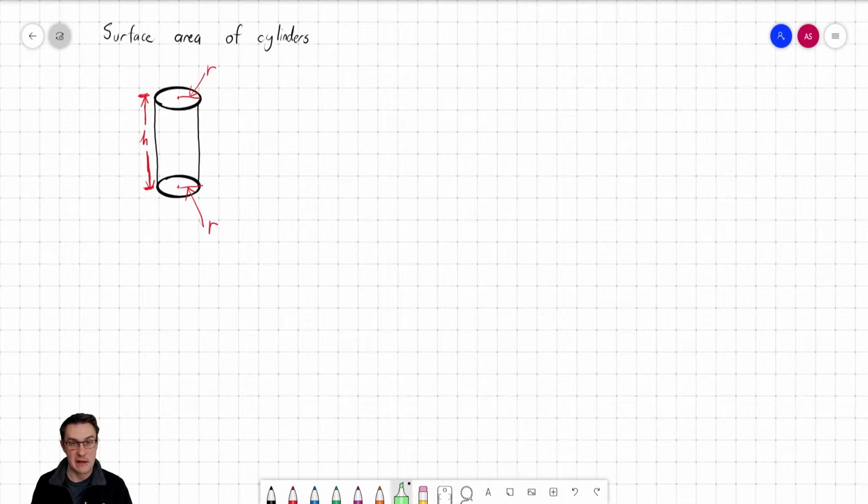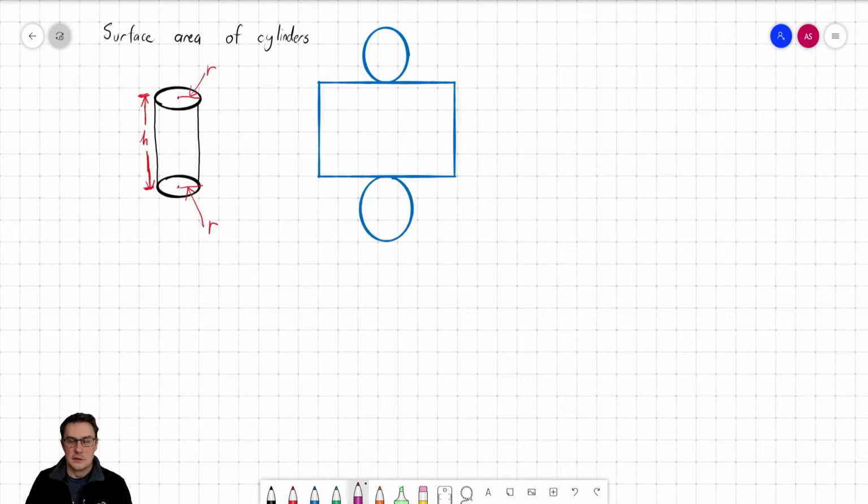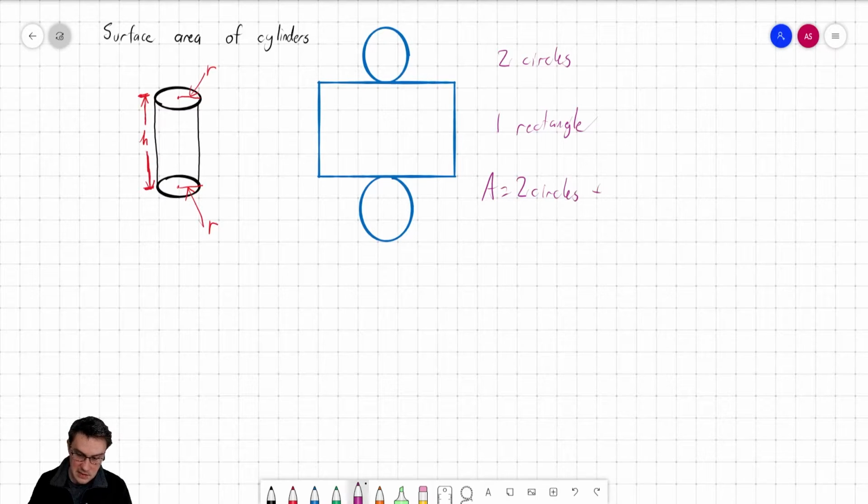Now, what we want to do is first understand what the net of this is going to look like. That involves drawing it out as if it was a flat 2D object. You can see here that the net of the cylinder is split up into three objects: two circles and one rectangle. So the surface area is going to be equal to two circles plus one rectangle. That's how we'll calculate the surface area.